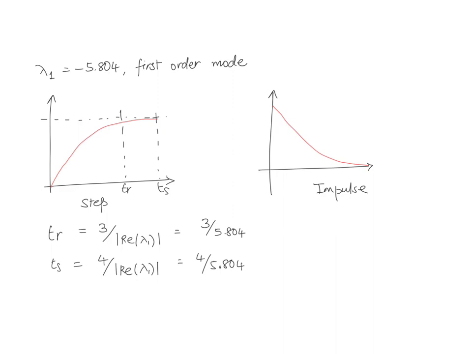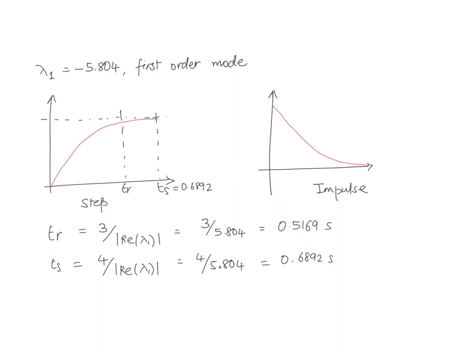And these values work out to 0.5169 seconds and 0.6892 seconds respectively. So what this means is that the step response of this mode settles to its final value in a very short amount of time, in only 0.68 seconds. So it gets within 2% of its final value in 0.689 seconds. So that's what this means.